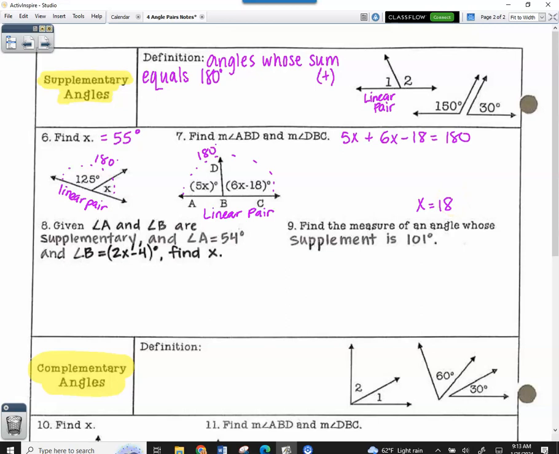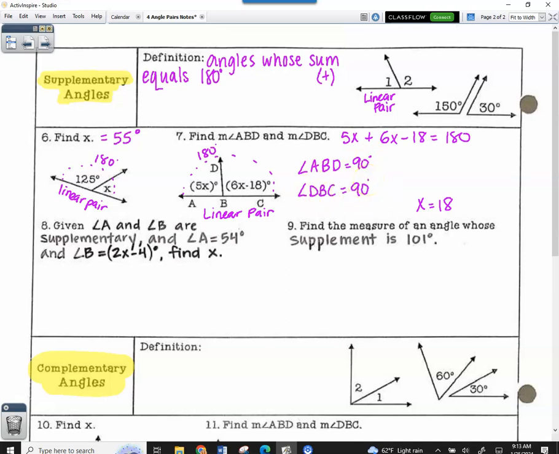Look at that and see if you can get to 18. What do you do with the 18 when you're done? You got to plug it in. It doesn't say just find x, it says tell me the measure of the angles. So you would plug 18 in here and here. What do you get when you plug 18 in? You get 90. And you actually get 90 for both of them. So angle ABD is 90 and angle DBC is 90.